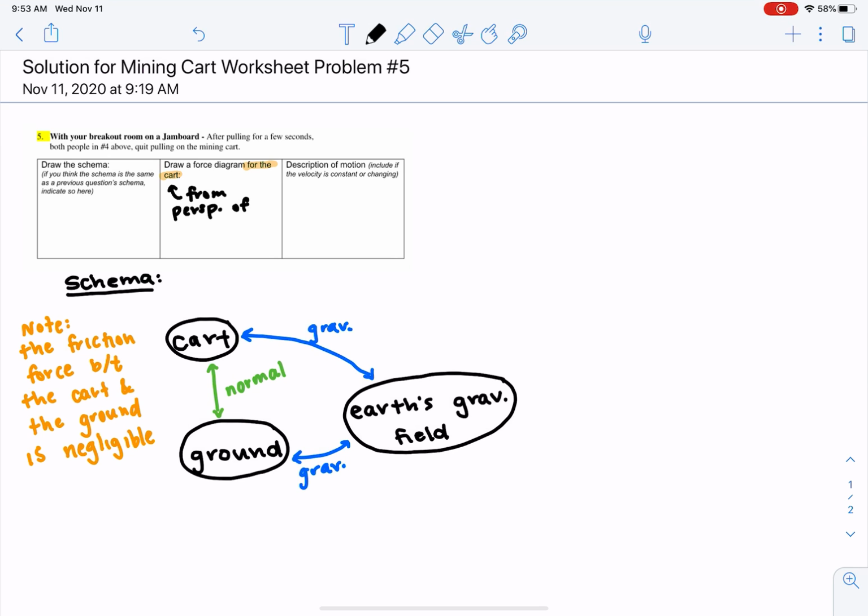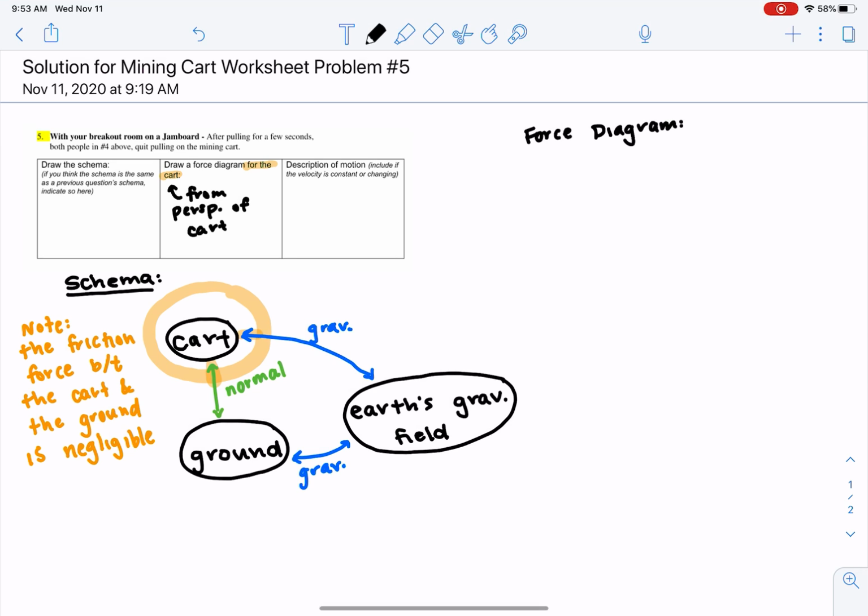And I'll add a note. And so if we zoom in on this schema, focusing right around the cart, we'll notice that the cart is feeling two different forces, two different interactions. We have this gravitational force, we see that arrow there, and we have the normal force, we see that arrow there. So we're going to put those into our force diagram. So for our force diagram, I'll add it over here.